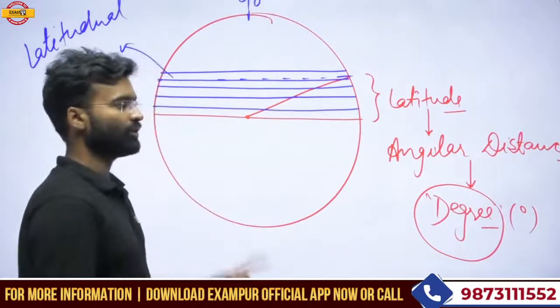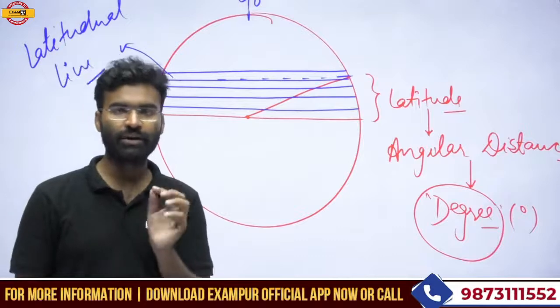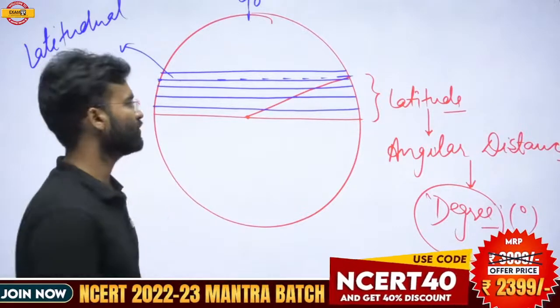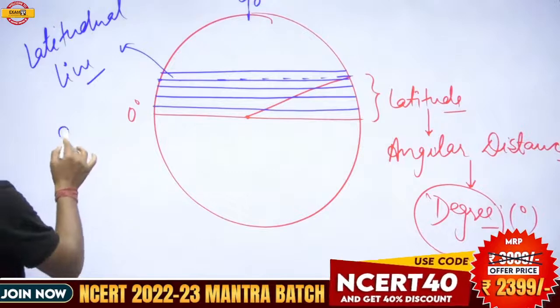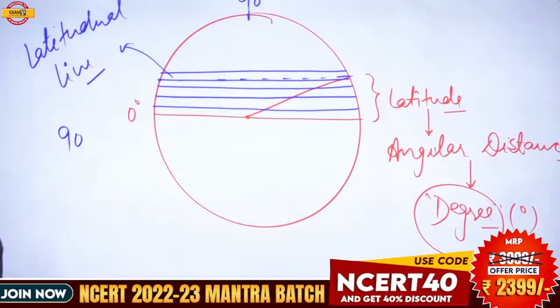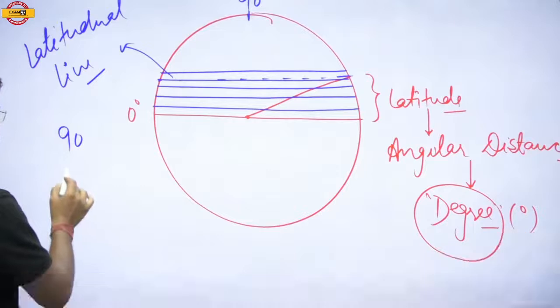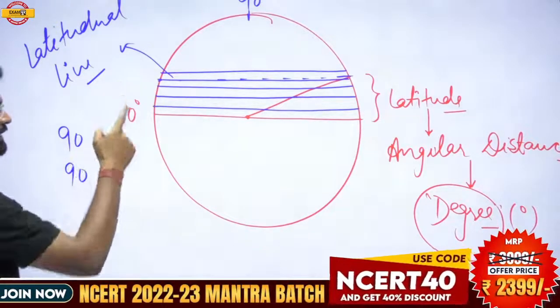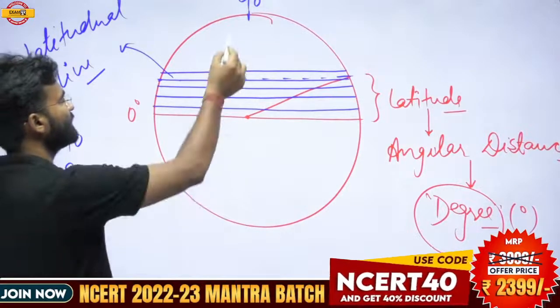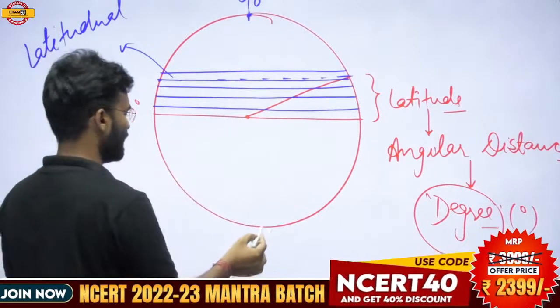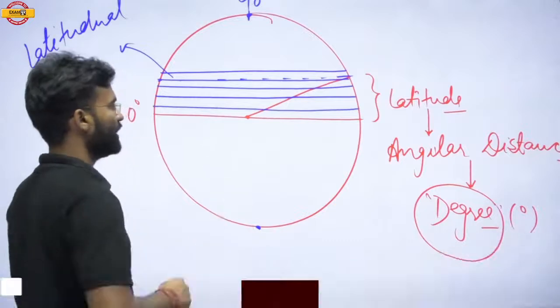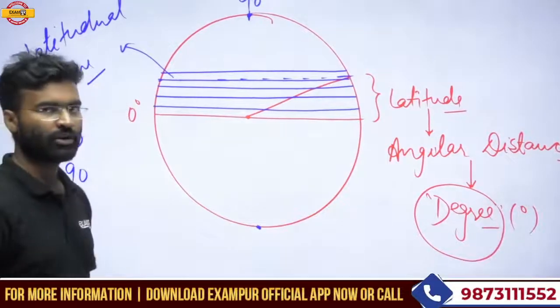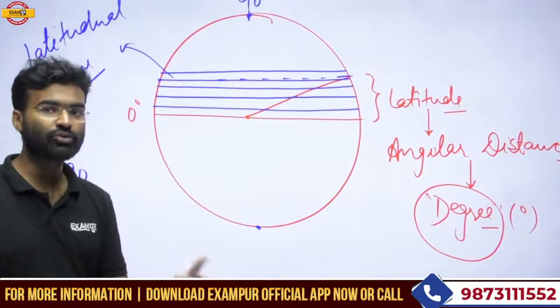If we take the angular distance at each degree, then we can take 90 degrees of angular distance on one side, and on the other side we can also take 90 degrees. At every angular distance we can draw a line except at 90 degrees, because 90 degrees is a point, and on a point we cannot draw a line, because a linear distance requires at least 2 points.